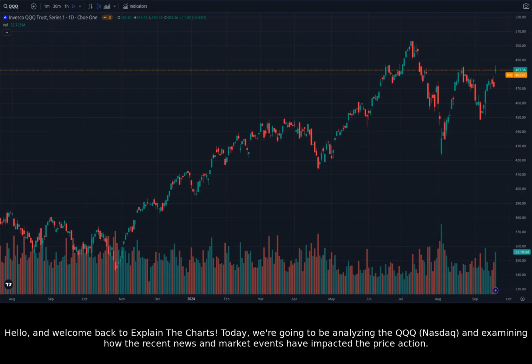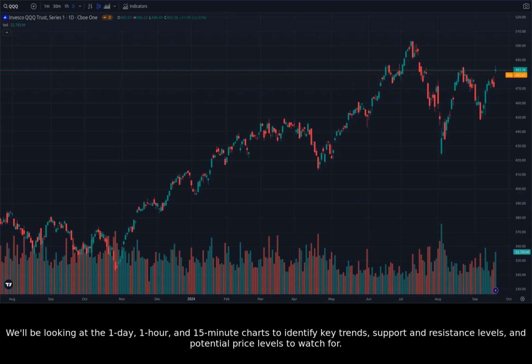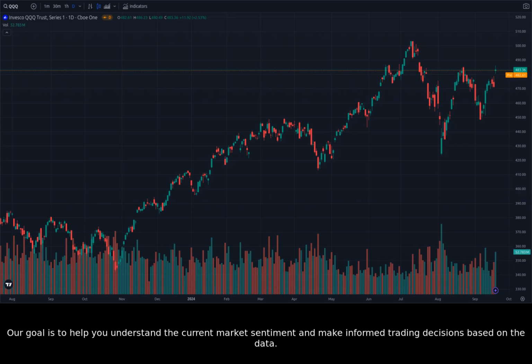Today, we're going to be analyzing the QQQ, Nasdaq, and examining how the recent news and market events have impacted the price action. We'll be looking at the 1-day, 1-hour, and 15-minute charts to identify key trends, support and resistance levels, and potential price levels to watch for. Our goal is to help you understand the current market sentiment and make informed trading decisions based on the data.